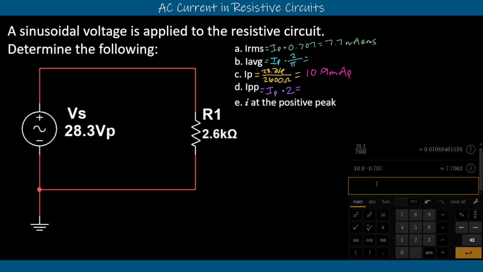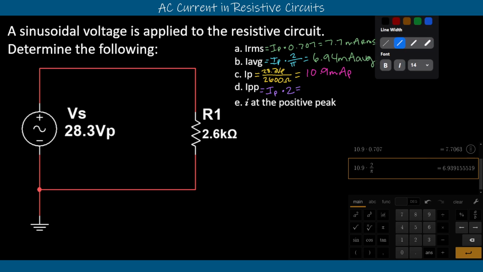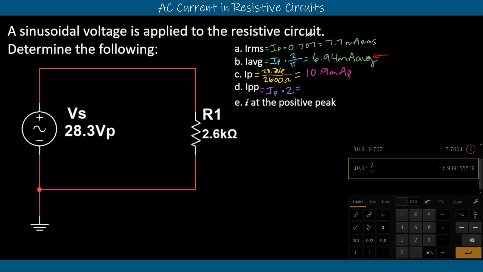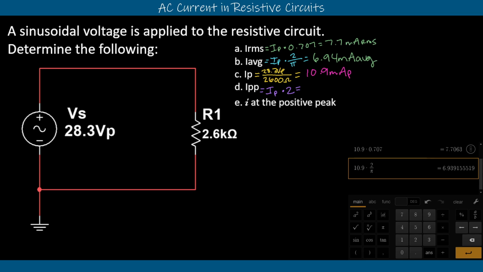We'll do the same thing for the next one. We have 10.9 multiplied by 2 over pi. That's 6.94 milliamps average. That's our average. We do still expect our average current to line up slightly underneath our RMS value, because our RMS is kind of an average, but it's taking it a little bit faster. It's guessing a little bit more at the value that it offers, and so that's going to change its output just a little bit.